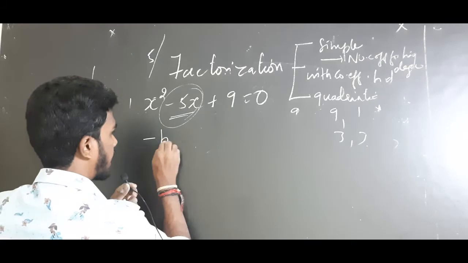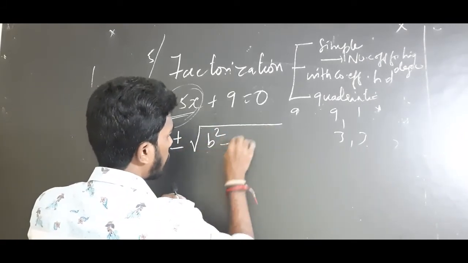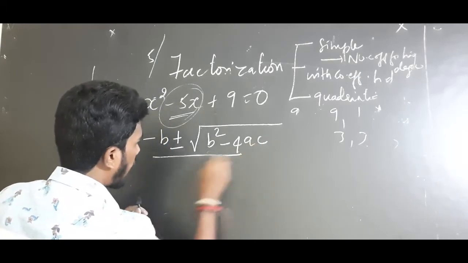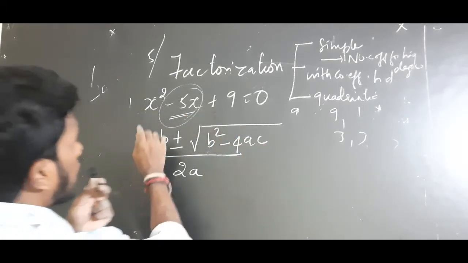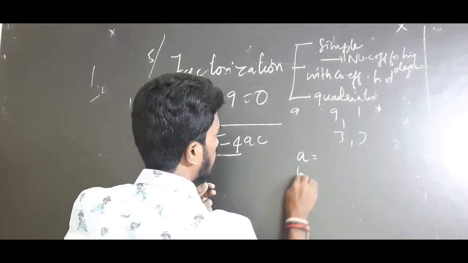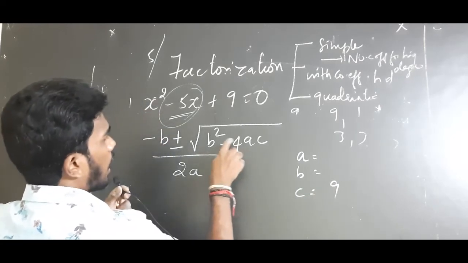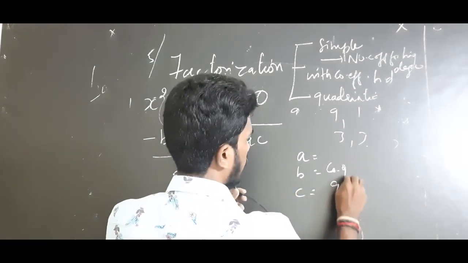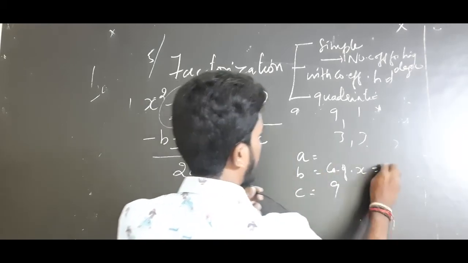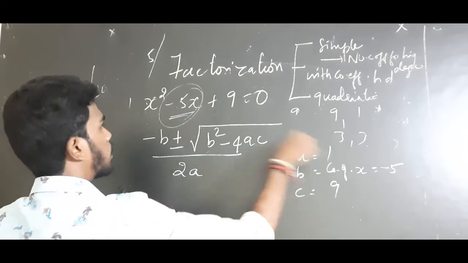We have a formula: minus b plus or minus root of b square minus 4ac, divided by 2a. Okay, so this is the equation. So what is a's value, b's value, c's value? c is nothing but the constant 9. b value is nothing but the coefficient of x, that is equal to minus 5. And a's value is nothing but 1. Here nothing is there, so 1. If you have 2, I will put 2.